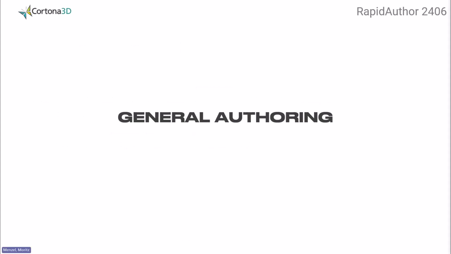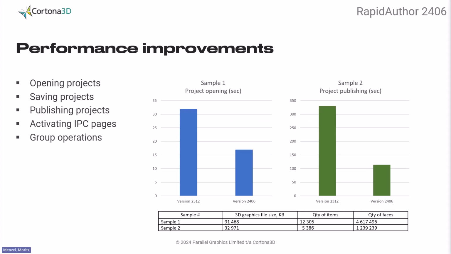Now, in our second section, General Authoring, we will first discuss authoring improvements on a high level, and then we will look specifically at 2D related features. We will start with one of our focus areas for 2406, performance. Now, performance is always a priority for us, and we will do smaller or bigger changes pretty much in every release. Sometimes this happens in the background, but this time it is definitely worth a mention.